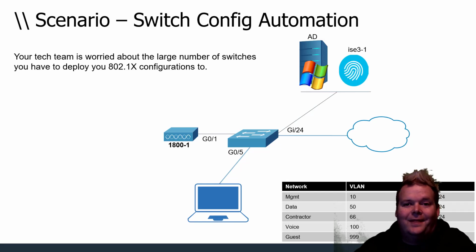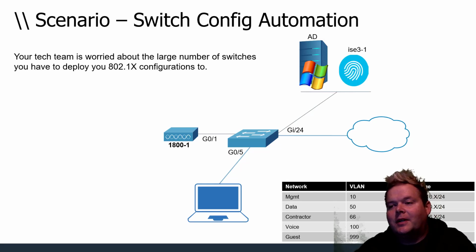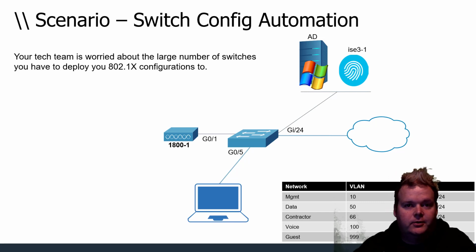All right, so in this special bonus lesson, we're going to take a look at automating our configuration to our switches. So we just learned about deploying ISE and our wired switch configuration, and there's some global commands and some interface commands. And now we've got 100 switches to do or 500 switches to do, depending on our environment, right? We don't have to do those by hand.